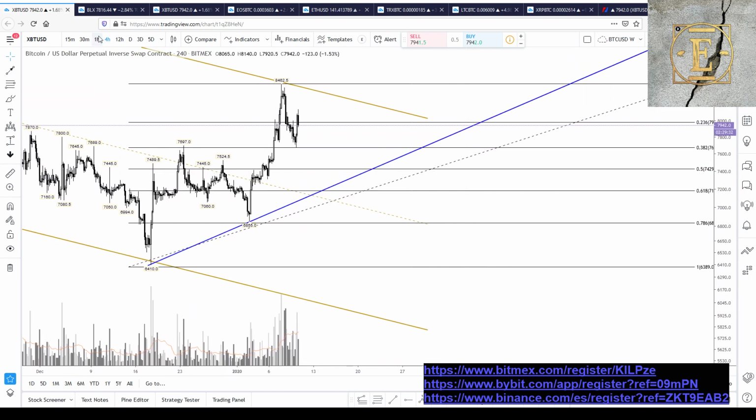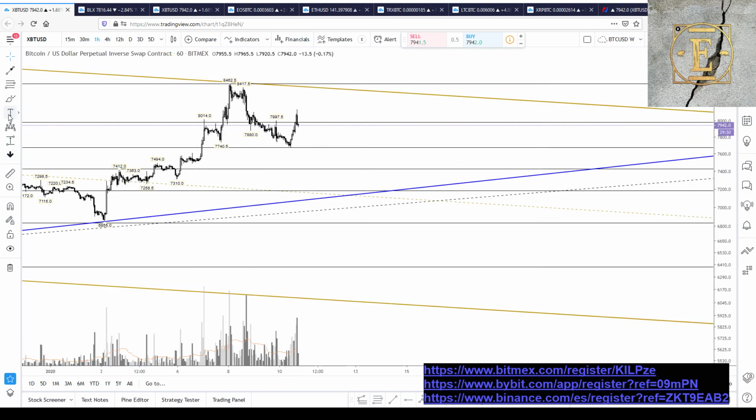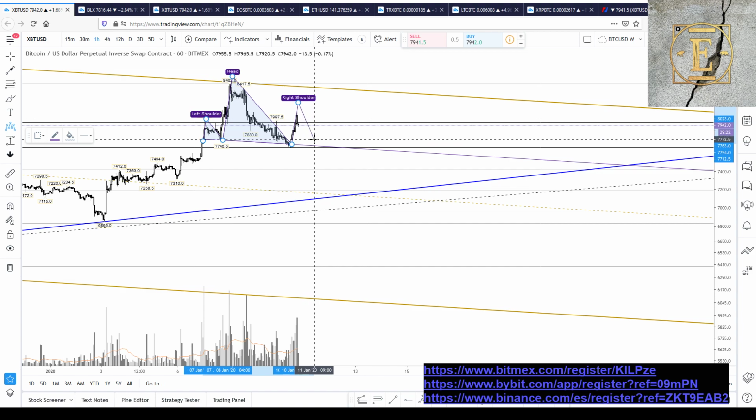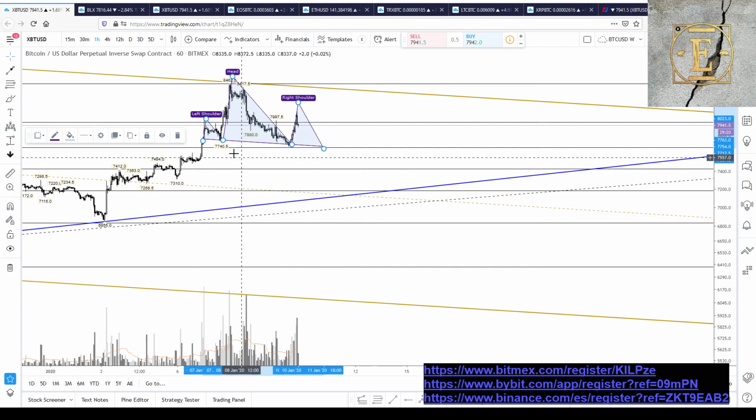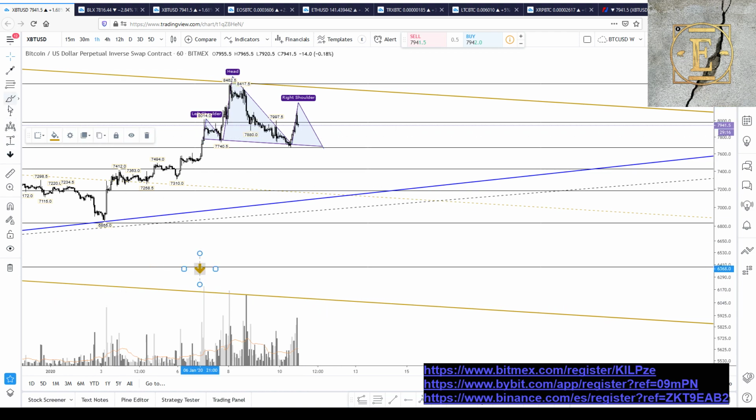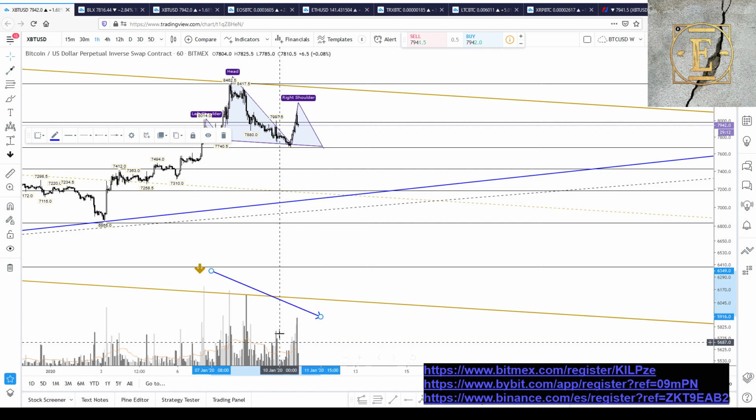Okay, for example, I want to comment on this possibility. Okay, we've got this probable head and shoulders. Okay, why? Because we've got high volume, but look at this reaction.